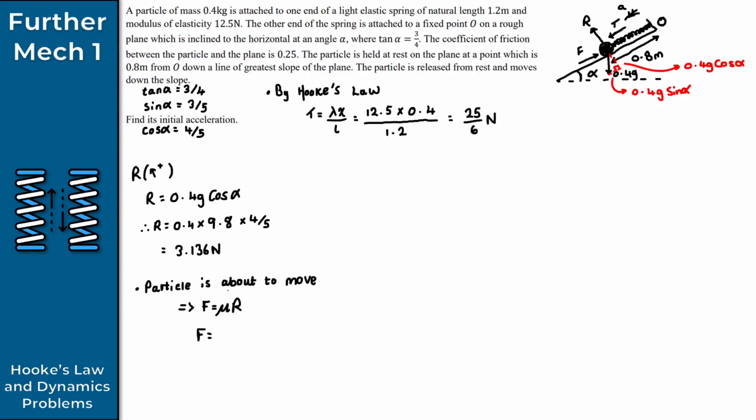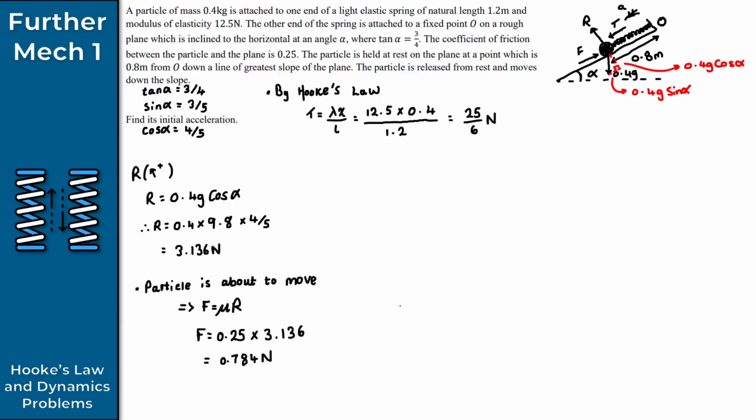is equal to mu. So mu then, don't forget, it's just the coefficient of friction here, which as we're told in the question is 0.25. So I've got 0.25 times by R. Well, we've just evaluated R, right? R is 3.136. So 3.136 there. Again, just put this into your calculator. And if you do this correctly, then what we find here is that F is 0.784 newtons there.